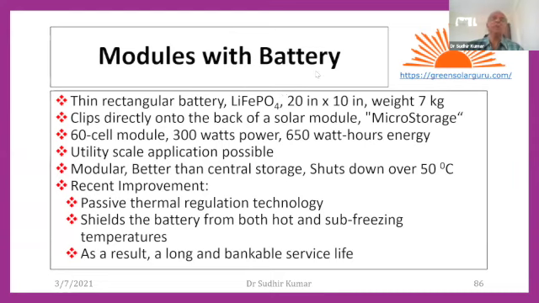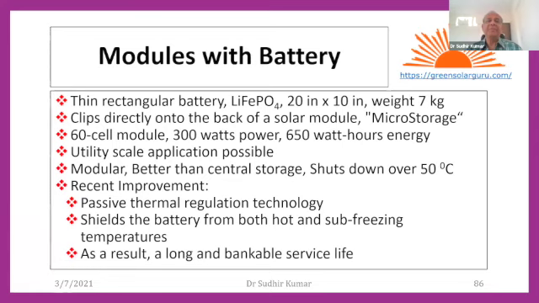Another thing is about modules with battery. Modules with battery means a thin rectangular lithium iron phosphate battery, which is 20 inch by 10 inch, and weight is 7 kg, which is attached to the module itself. Normally what happens, you have a solar module, then the electricity is taken from the module, passed through a charge controller and given to the battery. So module is separate, battery is separate.